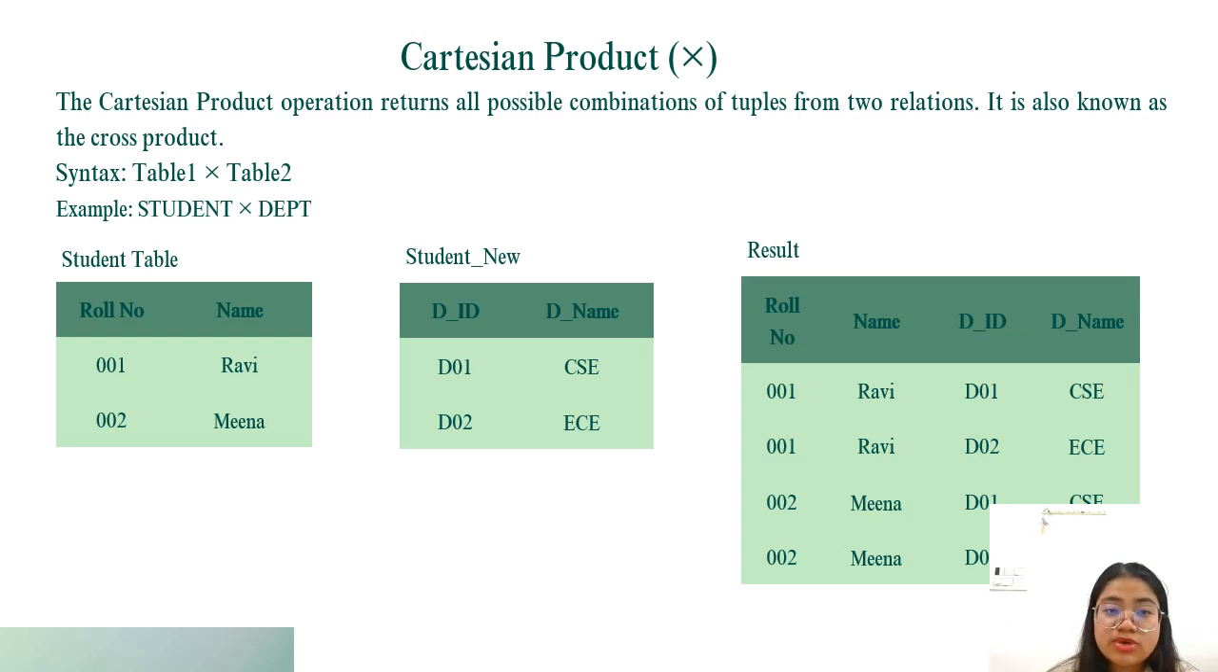Next, we have the Cartesian product. Cartesian product is going to return all the possible combinations of the tuples from the two relations. So it is also known as the cross product. So we are going to multiply. The first roll number is going to multiply with both the ID and the name of the new table, and then the next roll number is also going to multiply with the ID and the name of the next table. So now for roll number 1 we have both department 1 and department 2, and for roll number 2 again we have department 1 and 2. So that is how we are doing the Cartesian product.